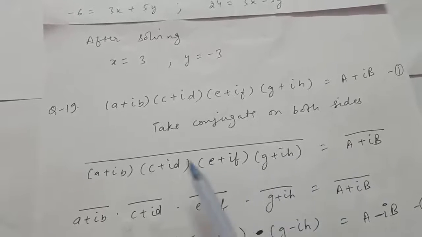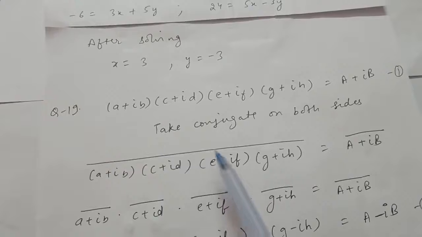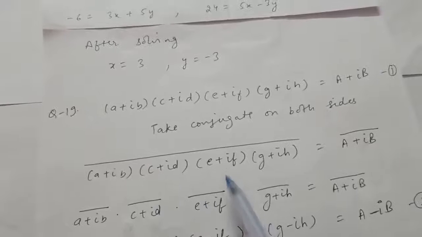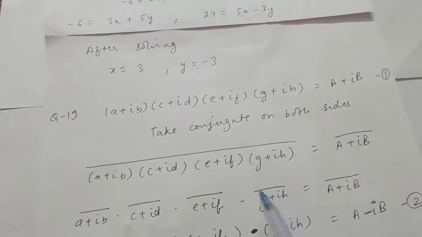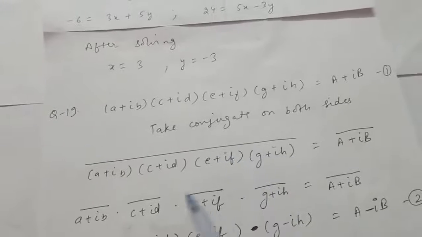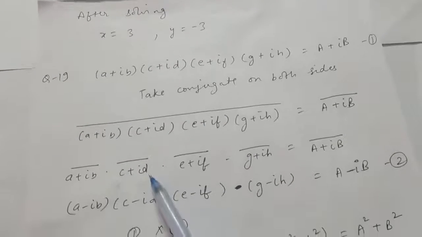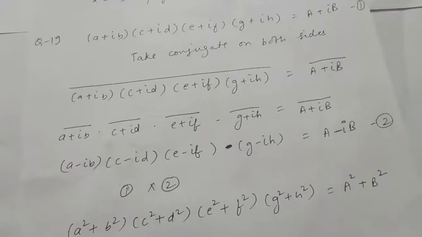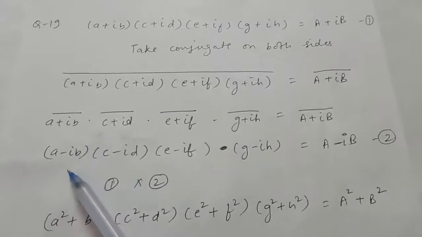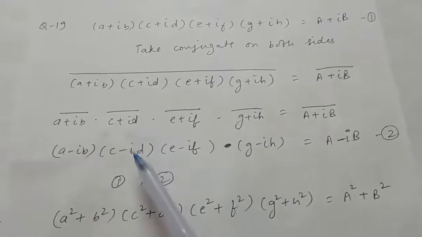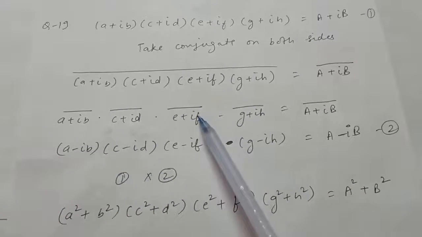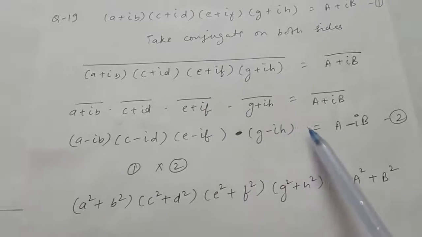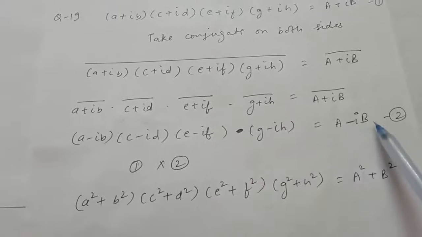Now see, because the conjugate of z1 z2 z3 z4 can be written as the conjugate of z1 into the conjugate of z2 into the conjugate of z3 into the conjugate of z4. Therefore we have written the conjugate of this as the conjugate of a plus iota b, the conjugate of c plus iota d, and so on, equal to the conjugate of a plus iota b. Now the conjugate of a plus iota b is a minus iota b. The conjugate of c plus iota d is c minus iota d. The conjugate of this is e minus iota f, into the conjugate of this is g minus iota h, equal to the conjugate of this is a minus iota b.